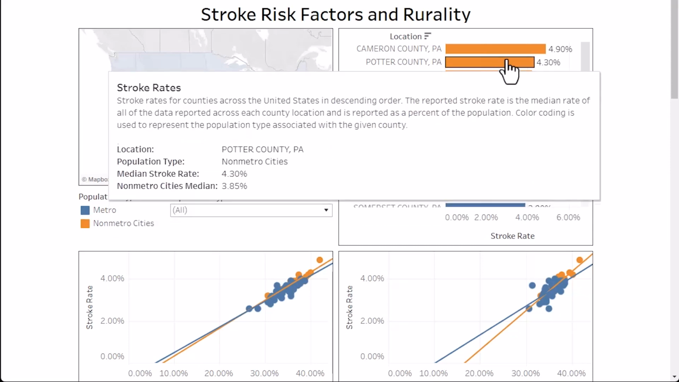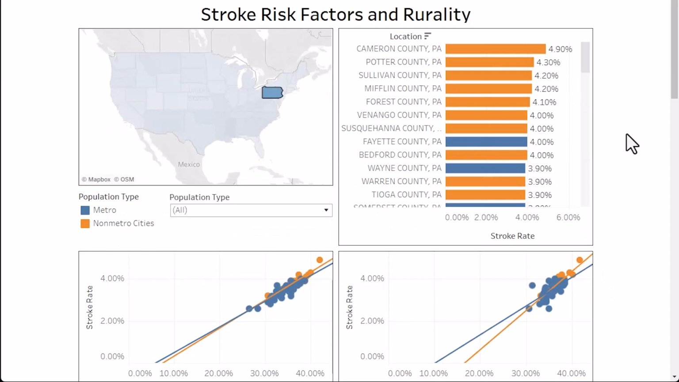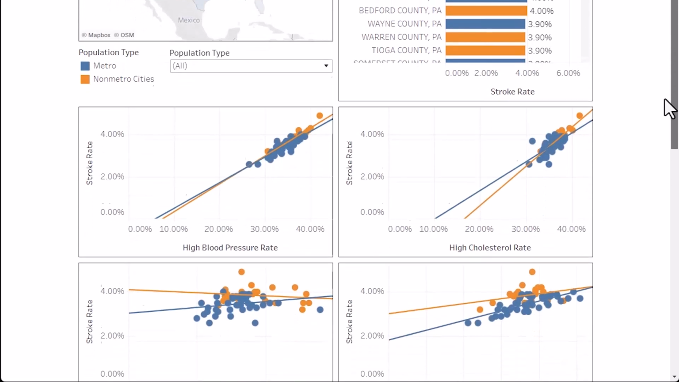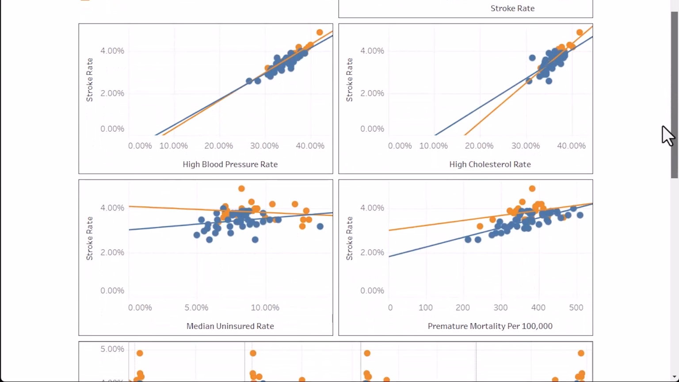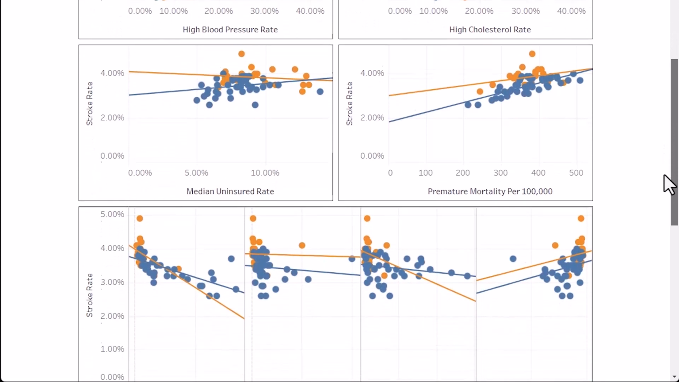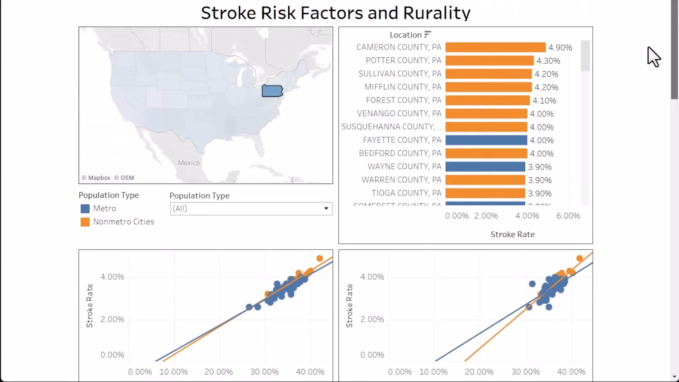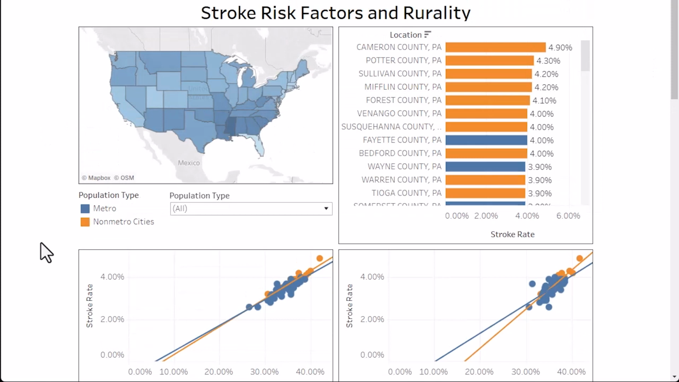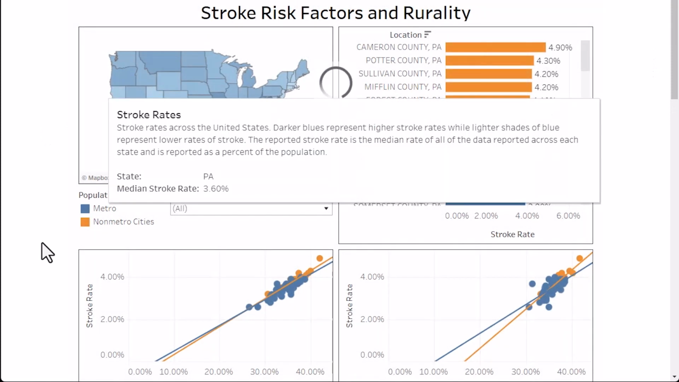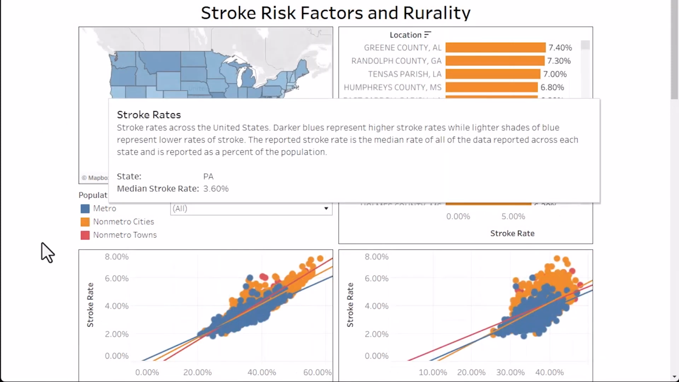Here are all the counties in Pennsylvania, listed in descending order of stroke rates. We can still see that there are metro and non-metro cities in there. And then the plots are filtered to include only data from Pennsylvania, so we can look at what the data looks like for the state of Pennsylvania. Now if we click on Pennsylvania again, that will refresh the dashboard to bring back data from all 50 states.